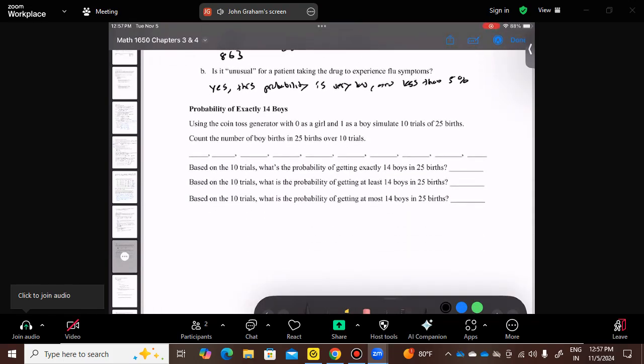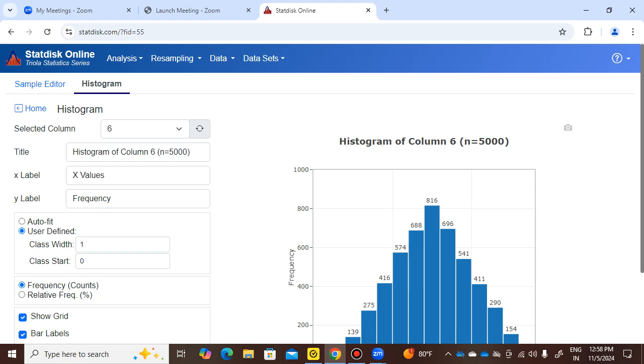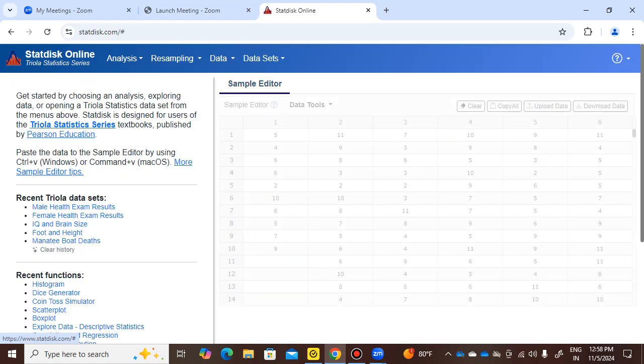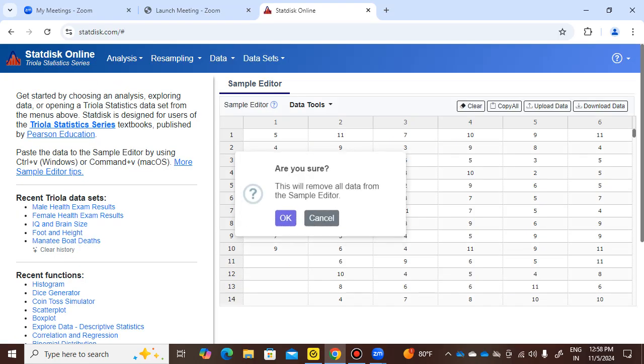Alright, we're going to do one last simulation here. This is going to use the coin toss generator again, and then we're going to look at some probabilities with it. We're going to toss 25 times. We're going to do this over 10 trials. 0 is a girl, 1's a boy. It doesn't really matter. So let's get rid of this data.